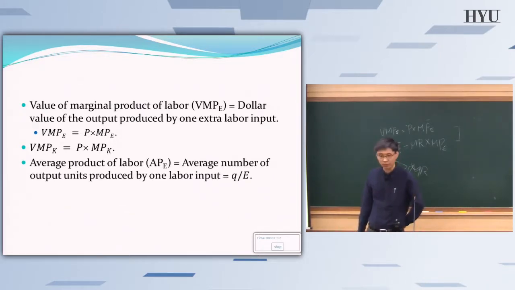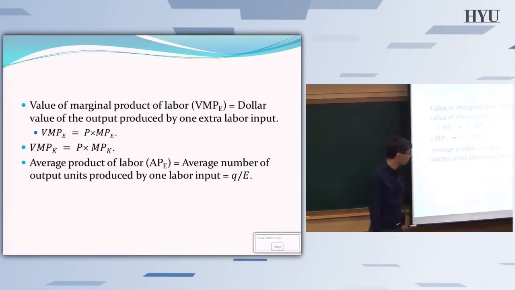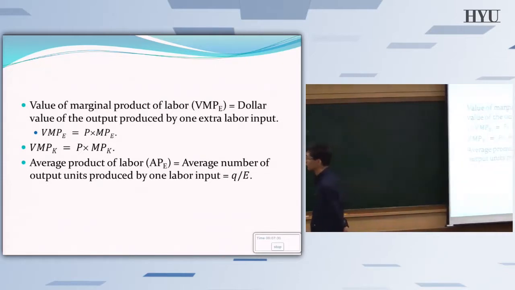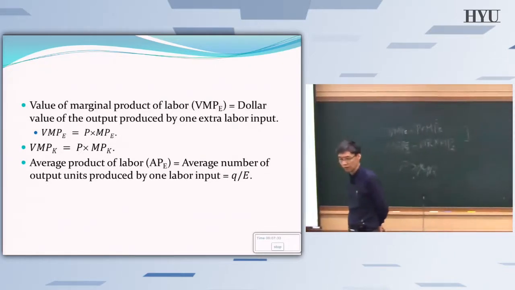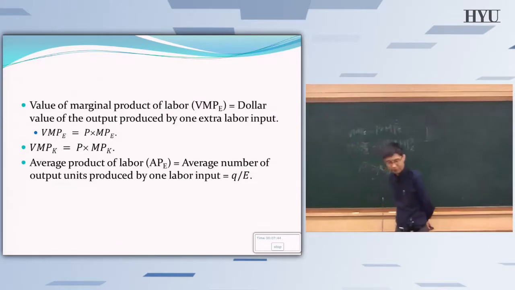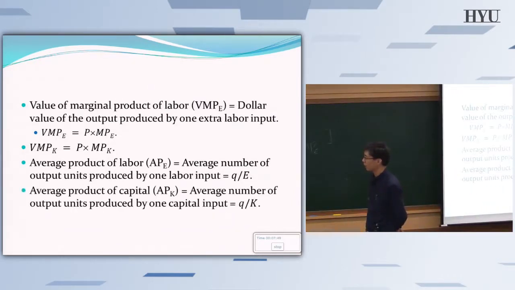And we can define the average product of labor, which is the average number of output units produced by one labor input, which is simply Q divided by the total labor input, E. So there is a difference between marginal product and average product. You should know it by now. If you're in the second or third year, you should know the difference between marginal and average product of labor. Okay, average product of capital.